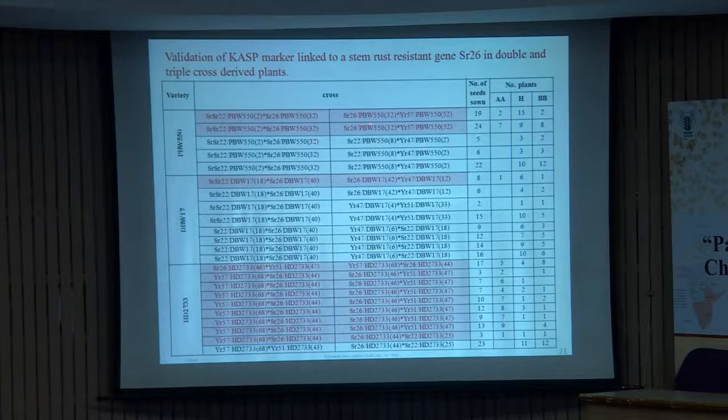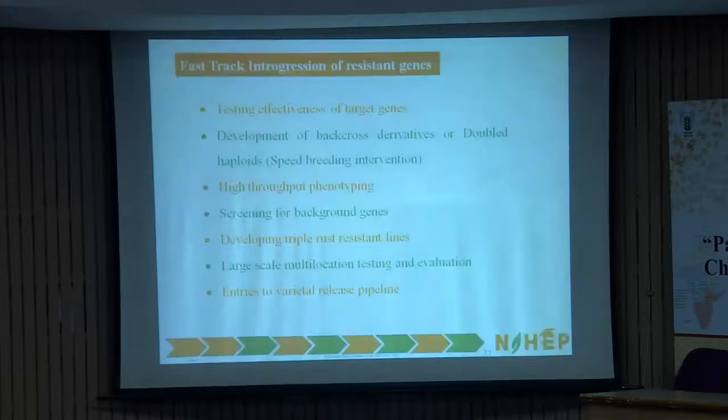Wherever SR26 is coming from both the parents, you get this one, AA, okay? And wherever it is not coming from both parents, you will not get homozygous resistant. That means that this marker is exactly going with the trait of your interest.